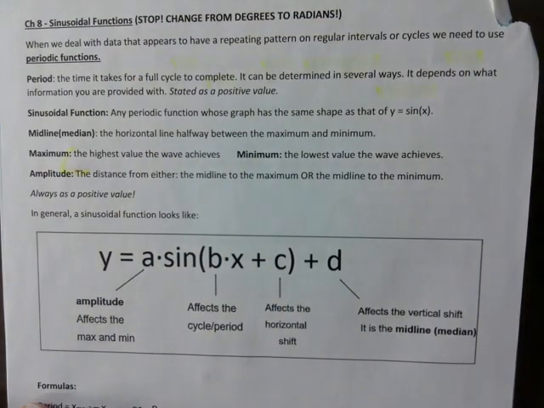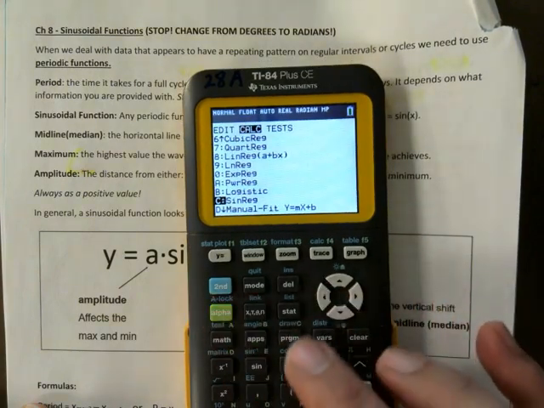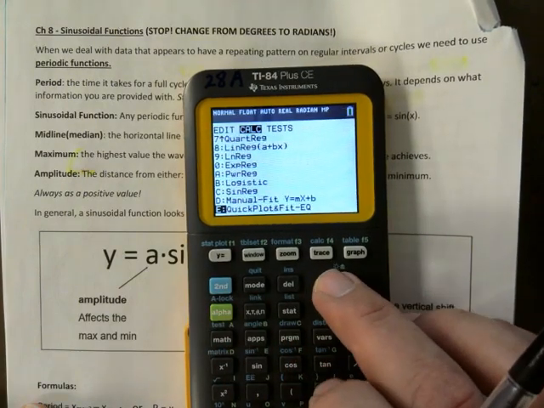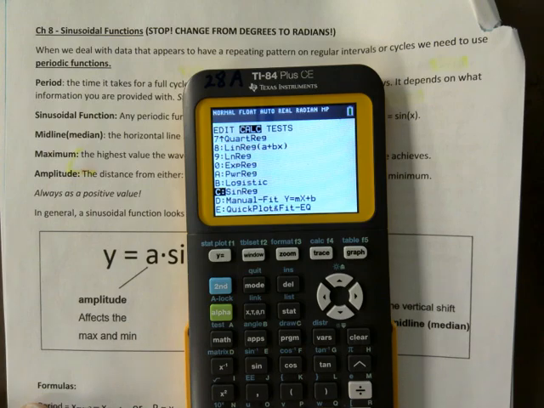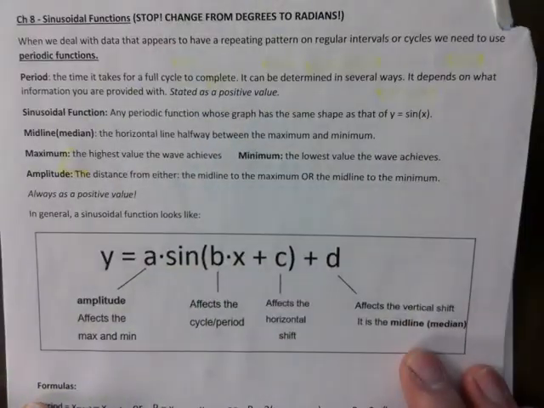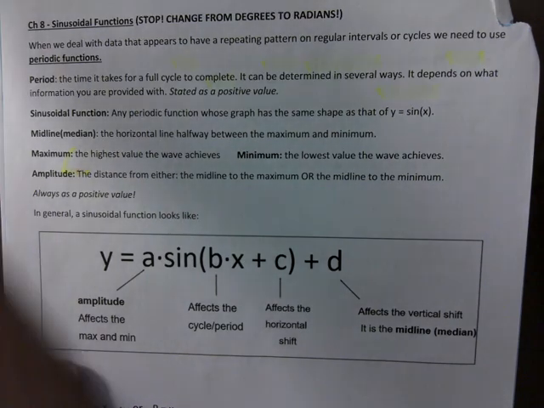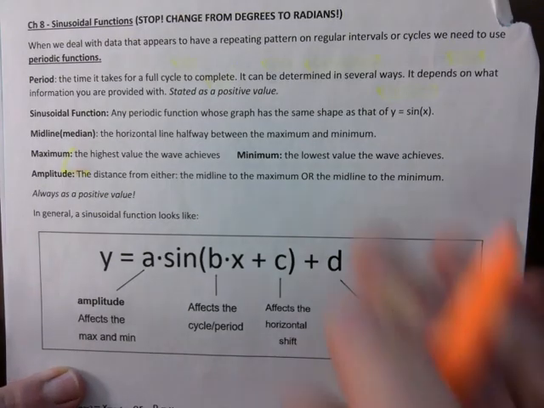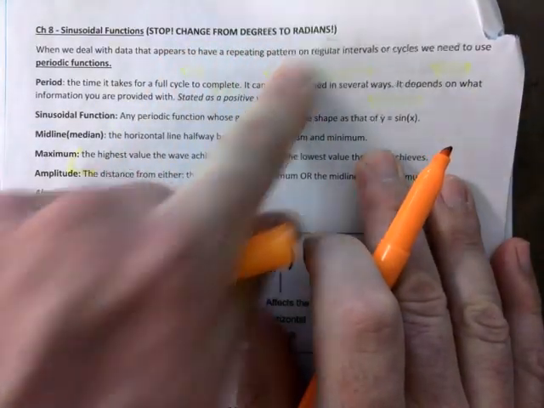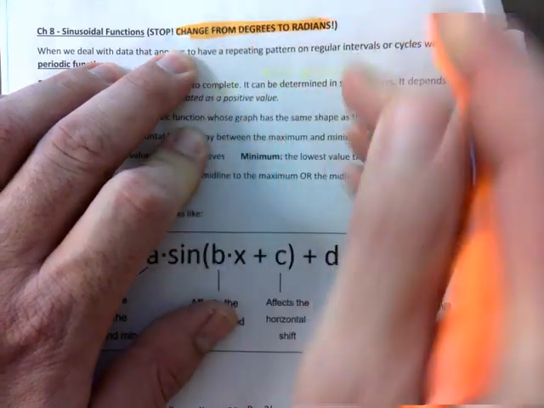Right, alpha C would do the exact same thing. Actually, I go stat, calc, I go up, and there it is, up 3 times, or alpha C, whatever you want to do. Okay. So here we go. I just have my graph in front of me. I tell you stop, change from degrees to radians, right? That's very important. If not, you're going to be frustrated.